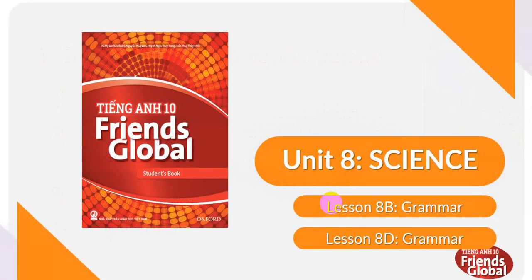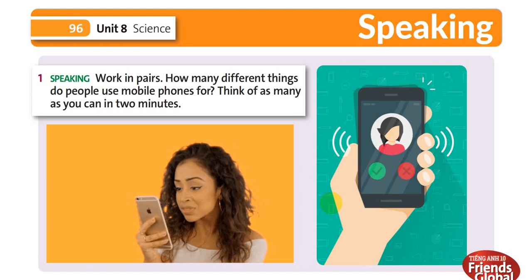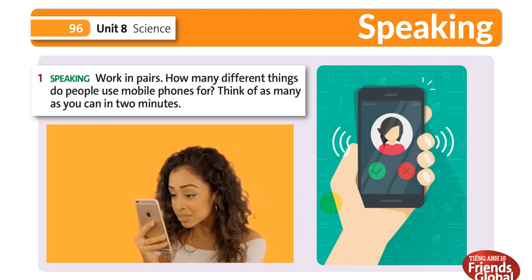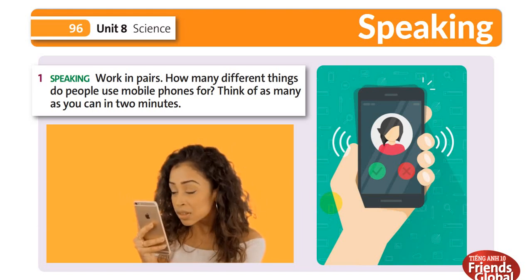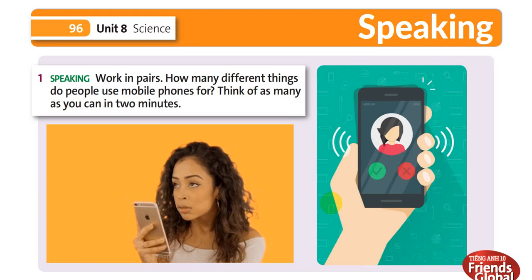Now you move on to unit 8 science, the grammar, the basic form. Now, working in pairs or by yourself, how many different things do you use a mobile phone for? Think of as many as you can in 2 minutes. 2 minutes begin.